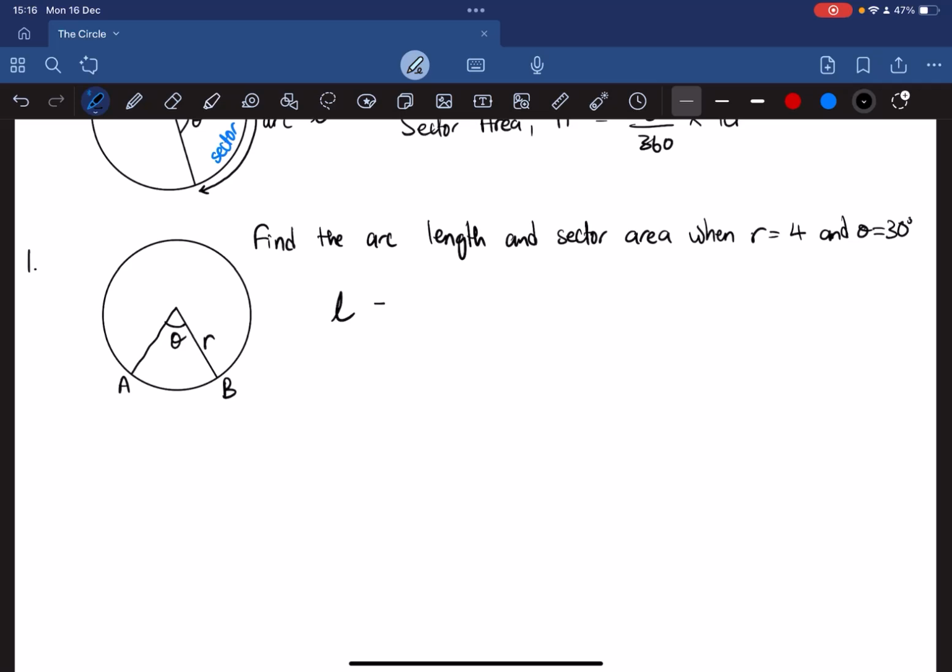To find the arc length L, we say theta over 360 times 2 pi r, and we get our theta is 30 over 360 times 2 pi, and our r is 4. And if we calculate this, we get 2.09, correct to 2 decimal places, and these are in centimeters.